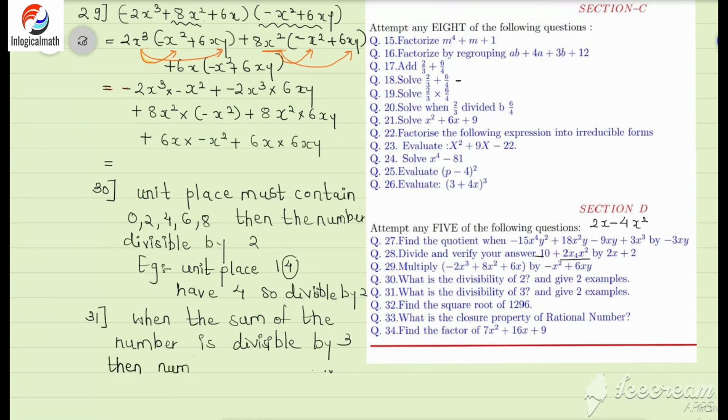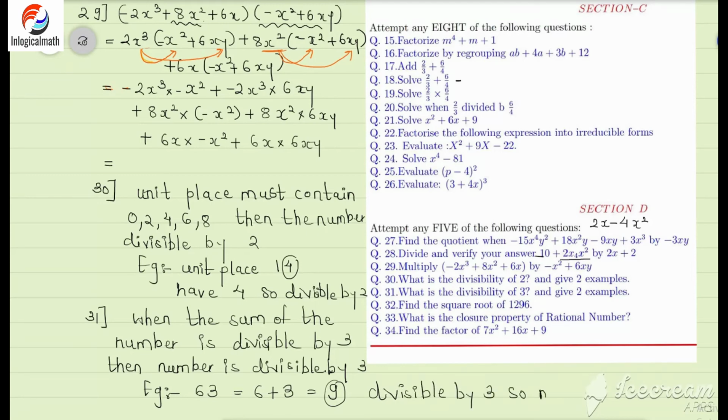Then the number is divisible by 3. Okay. So for example, consider 63. Example 63. So what is the sum of the digits? 6 plus 3, which is equal to 9. So 9 is divisible by 3. So the number is divisible by 3.